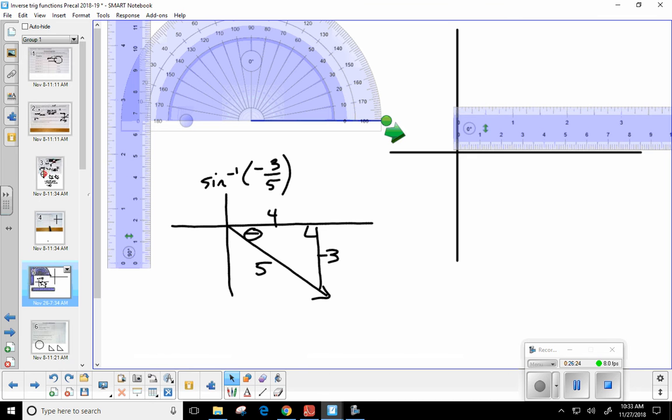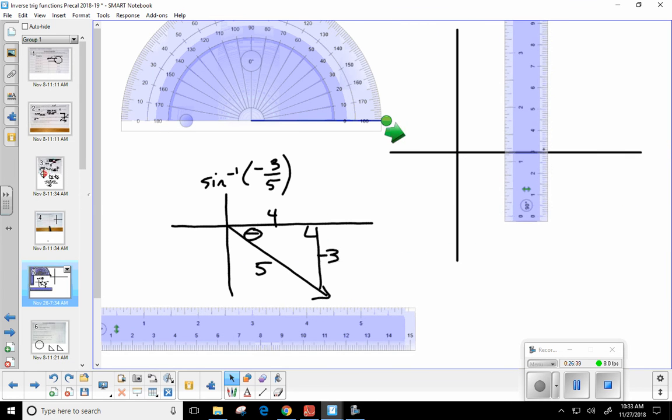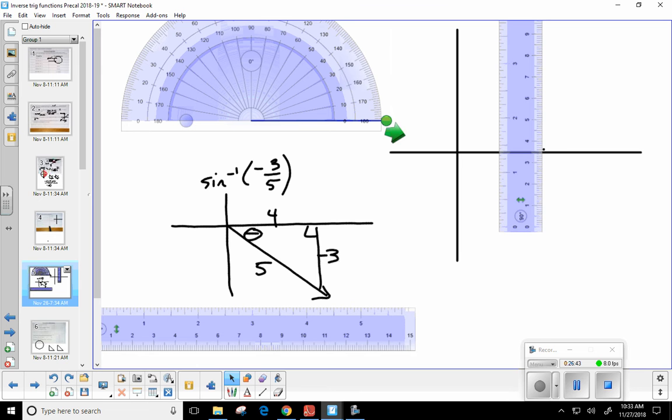From the origin, I want to go 4 centimeters to the right. If you wanted to convert this to millimeters, you can. It's still going to be the same distance. And now I want to go 3 centimeters down from that point. Okay, 3 centimeters. Let's say right about there.